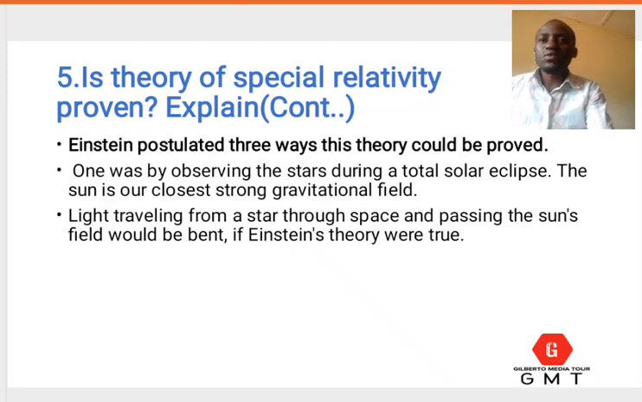Einstein postulated three ways this theory could be proven. One was observing the stars during a total solar eclipse. The sun is our closest strong gravitational field. Light traveling from a star through space and passing the sun's field would be bent if Einstein's theory were true.